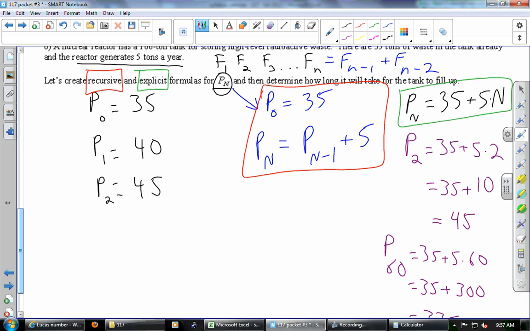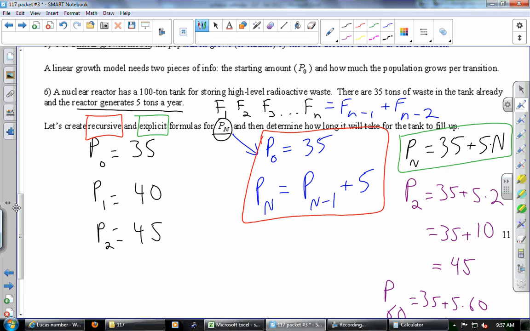And one thing you can do with the explicit formula is answer a question like, I think it's listed here, how long will it take for the tank to fill up? Now the capacity of the tank is listed in this problem. What is it? It's 100. It says it's a 100-ton tank. Can't go past 100. So can you guys use the black equation again and try to find out how long until we get to 100 tons of waste in the tank?